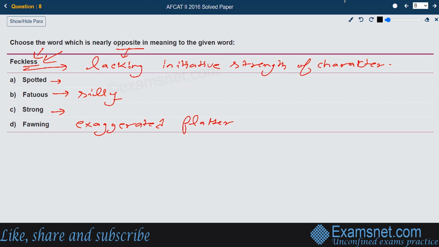Okay. So the right opposite of the word feckless, which meant lacking initiative and strength, is strong. That is the exact opposite of lacking initiative and strength, and the right answer becomes option number C.